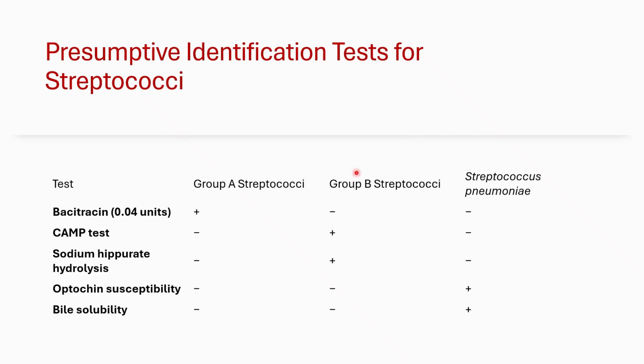Next, we will look into the group B streptococci, such as Streptococcus agalactiae. It shows positive for the CAMP test and also hydrolyzes sodium hippurate. However, they are resistant to bacitracin and negative for Optochin susceptibility and bile solubility. In contrast, Streptococcus pneumoniae can be identified by its susceptibility to Optochin and also bile solubility, both of which are positive in the case of Streptococcus pneumoniae. These tests help to distinguish Streptococcus pneumoniae from other alpha hemolytic streptococci.